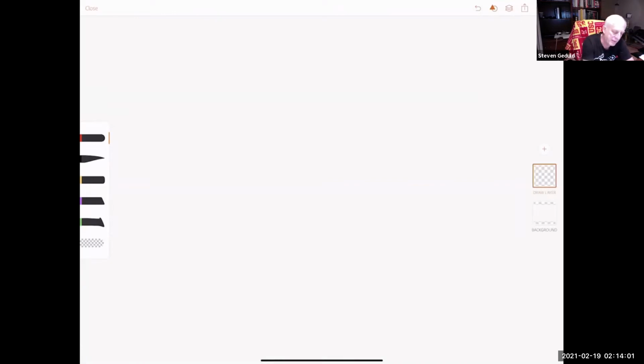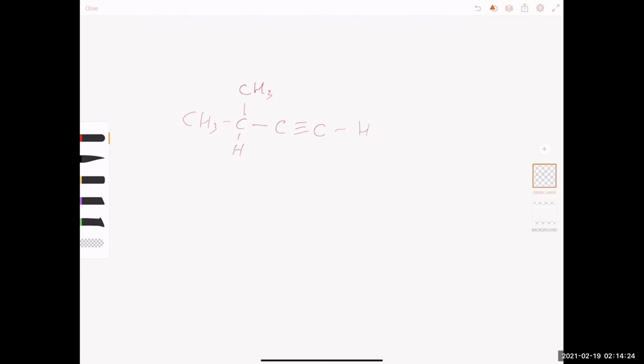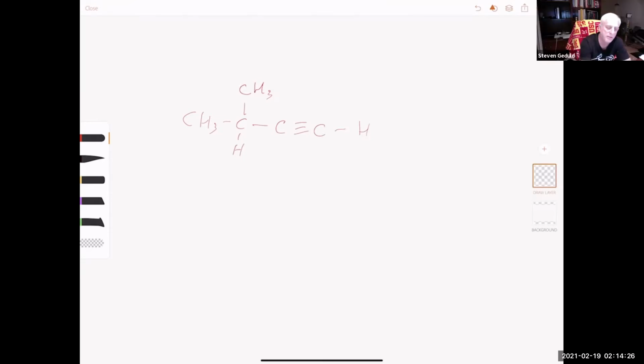Let's say we have CH3C, triple bond C, bonded to hydrogen. And let's put a hydrogen in here too. Okay, there's a compound, right? That's 3-methylbutene as a compound. So here's our triple bond.